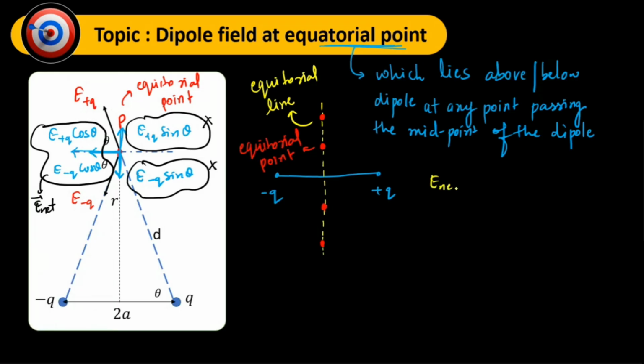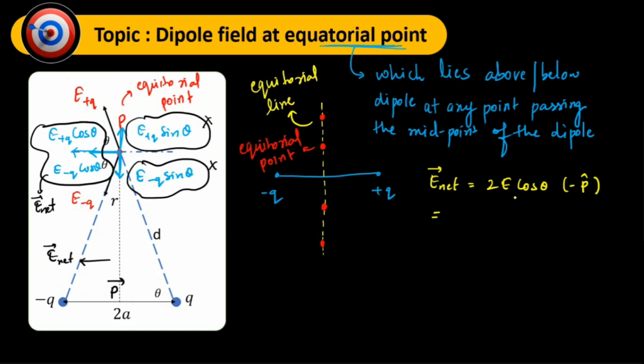So E net is going to be twice of E cos theta. That's it. And it is directed opposite to the dipole moment. For example, if you look at the direction of dipole moment in this particular dipole, it lies from negative Q to positive Q. So it must be in this way. But the net electric field is directed this way, opposite to the direction of dipole moment. So we can simply represent that as negative P cap. This negative P cap represents that the net electric field is opposite to the direction of dipole moment.